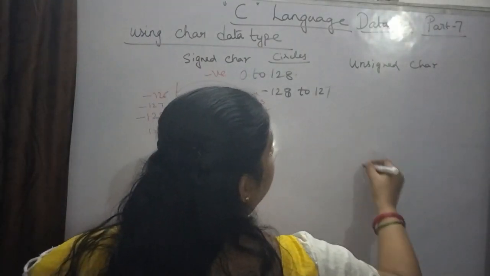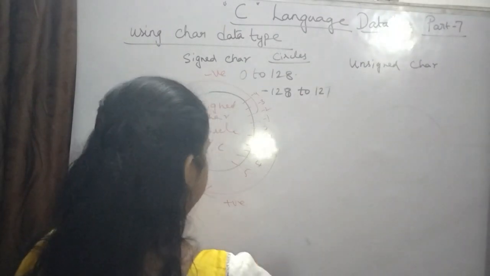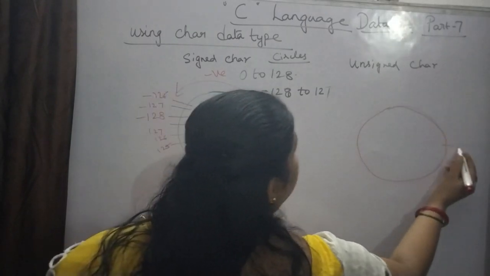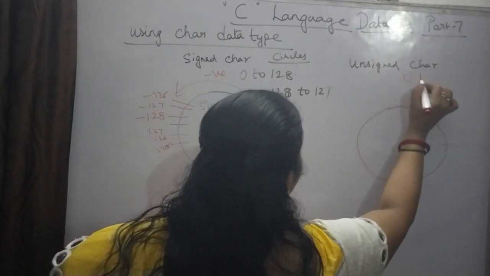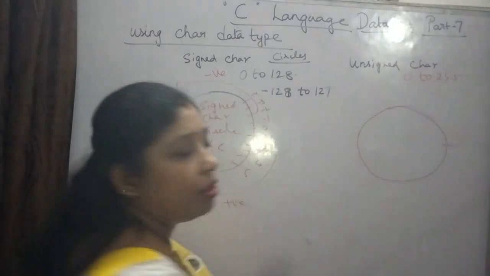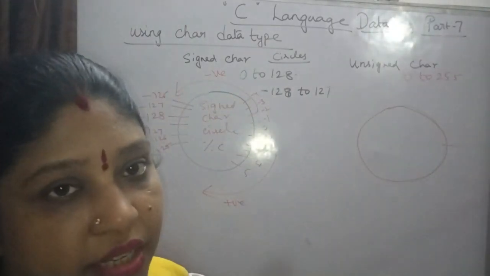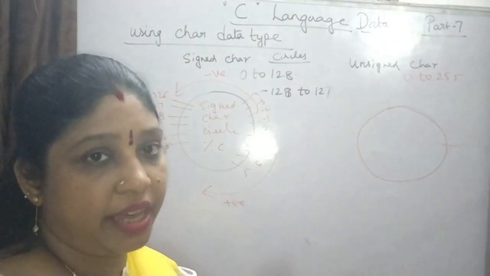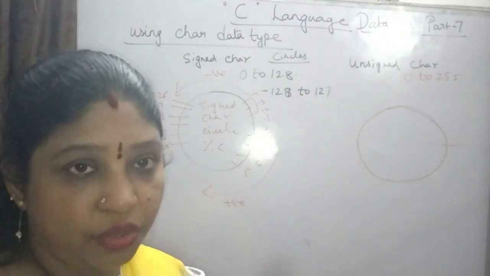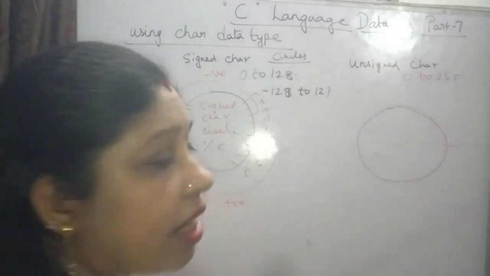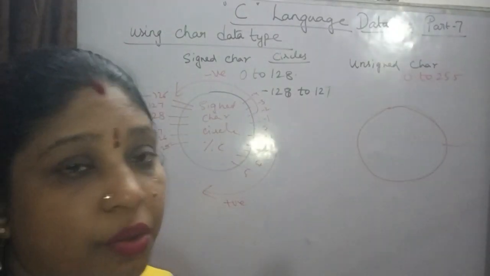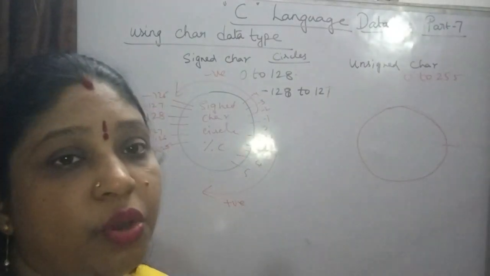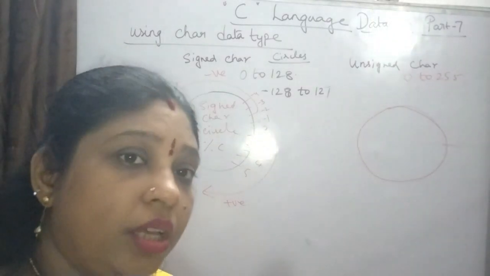Now we'll go with the unsigned char. Under unsigned char, the range is from 0 to 255. So the range of the unsigned char data type is from 0 to 255. That means only positive values it will take. There are no negative values under unsigned. So it has 256 characters along with the 0. The range of the values is 0 to 255.